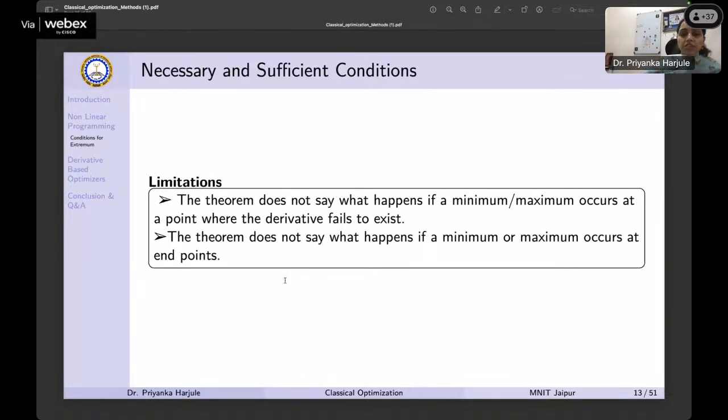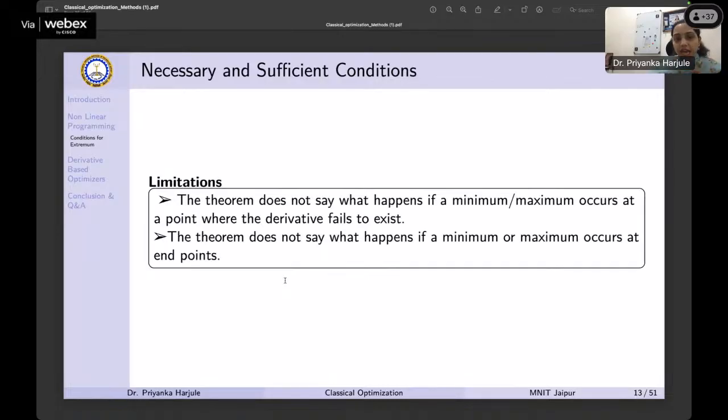Now, the limitations of this theorem are that it does not tell what happens if the minimum or maximum point is at the end point. At the end points you cannot make any inferences. The theorem is not valid for the endpoints. It only checks in the interior of the domain.